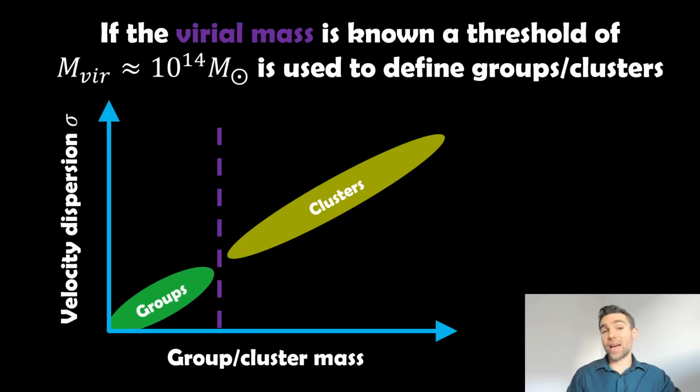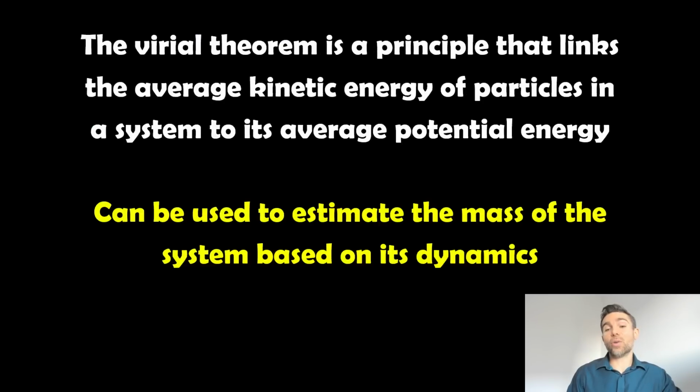Now how do we get that? Well, the virial mass comes from the dynamics essentially, so it comes from the virial theorem. And this is a principle that links the average kinetic energy of particles, which will be galaxies in this thing here, in a system to its average potential energy.